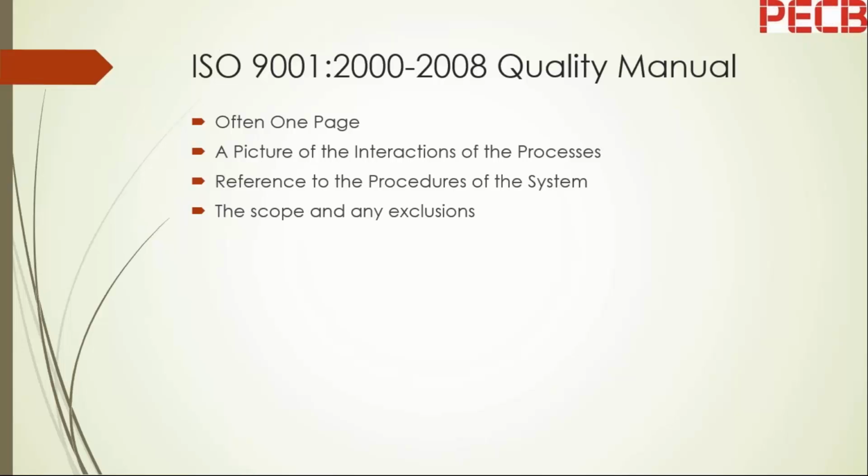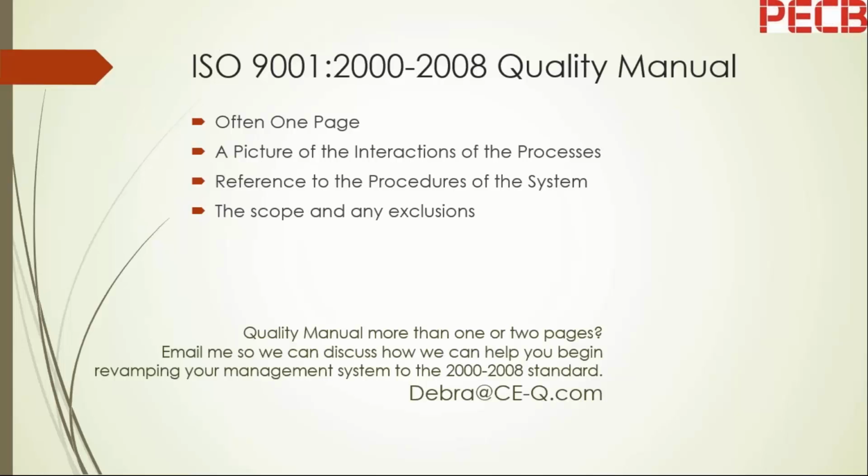Well, in 2008, if we met the requirements of that standard, we could actually have a quality manual that was often one page, which was a picture of the interaction of the processes, references to the procedures of the system, and that included the scope and any exclusions. So we were oftentimes seeing, as a third-party auditor, a one-page manual. So if your system still has a quality manual that has multiple pages, then you never even updated to the 2000 or 2008 standard.